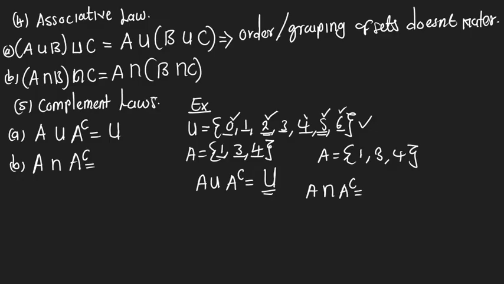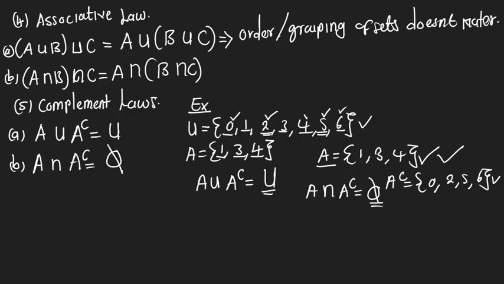Then they tell you to find the intersection. So set A is this set, and the complement of A is this set. Then if we find the intersection of this particular set with this set, we will find that they're not intersecting anywhere, hence they give us the empty set. That is how we are coming up with that particular operation.